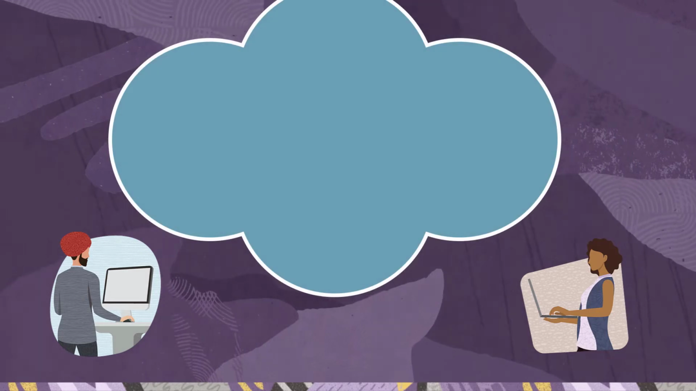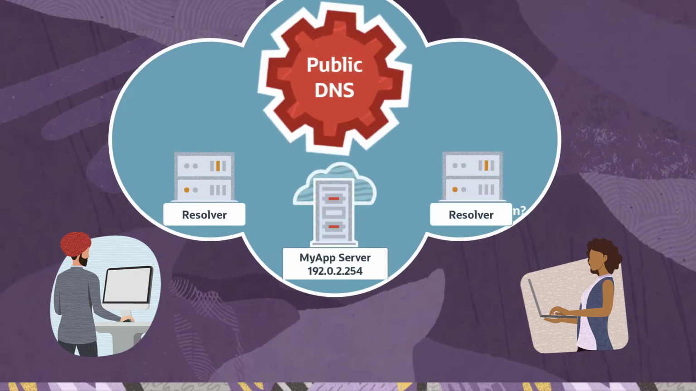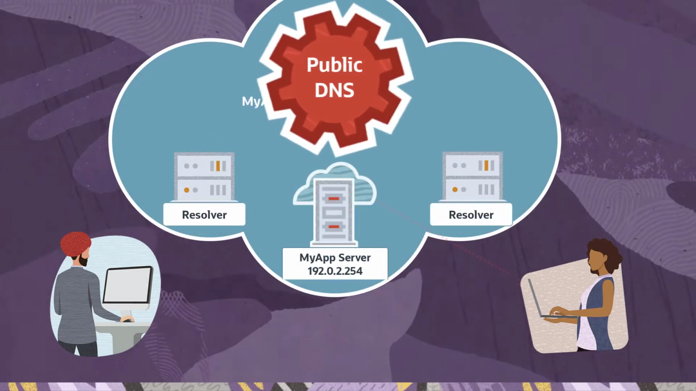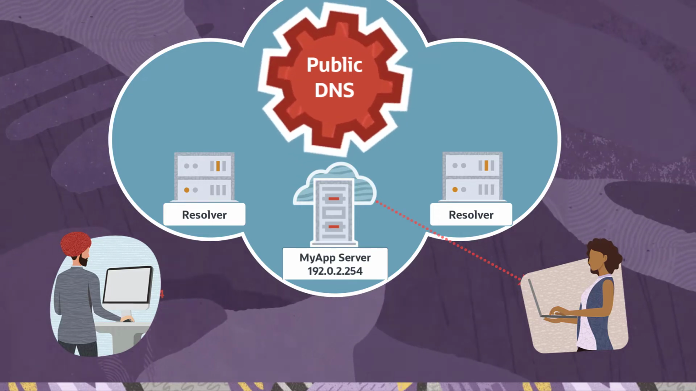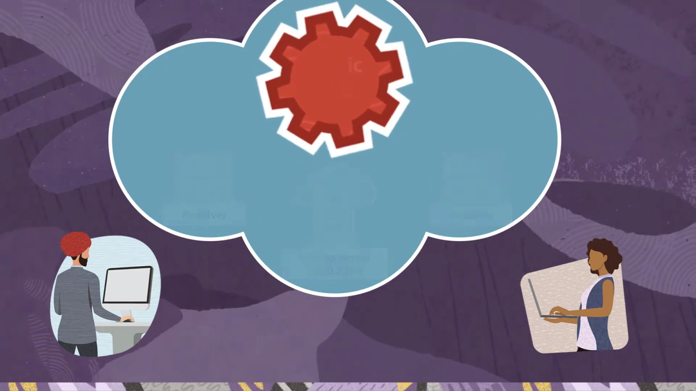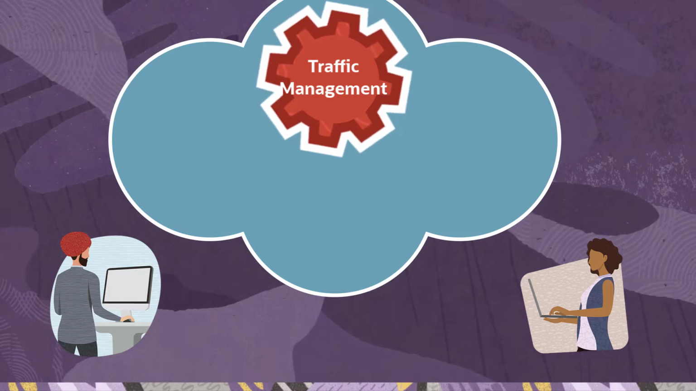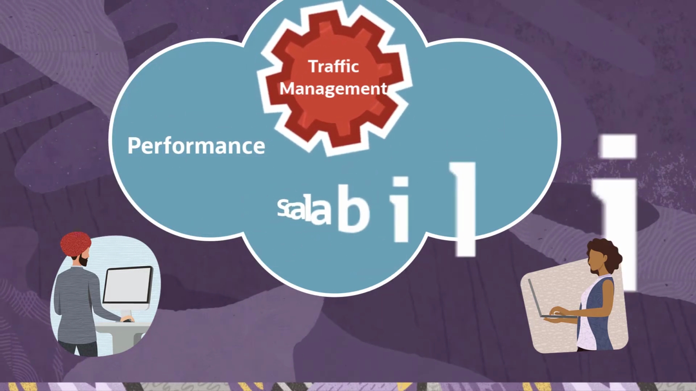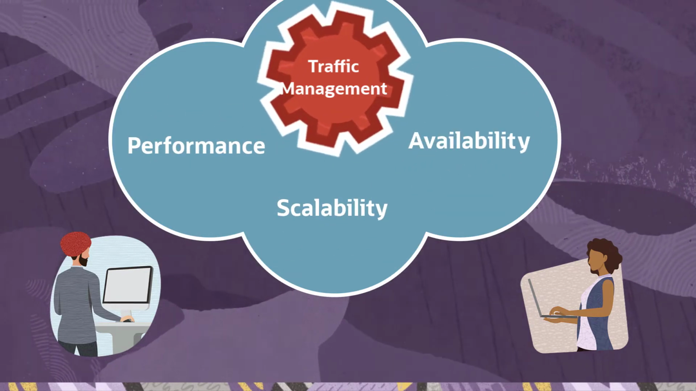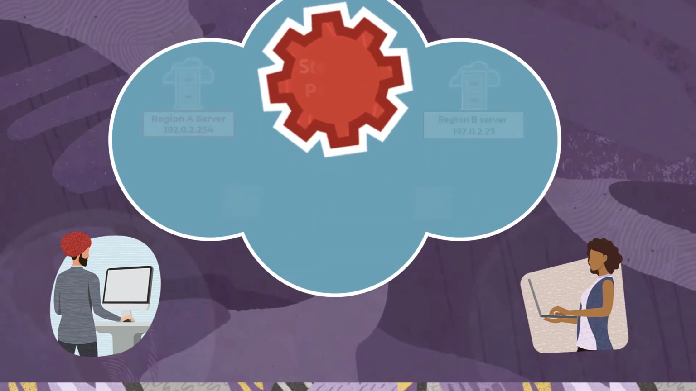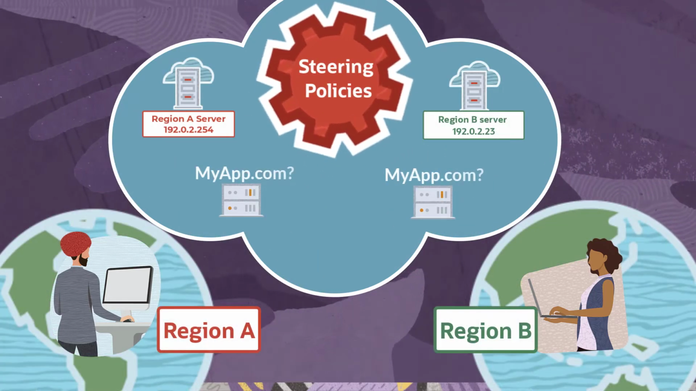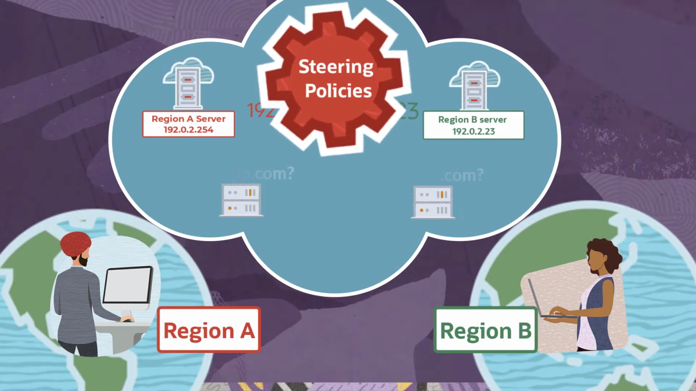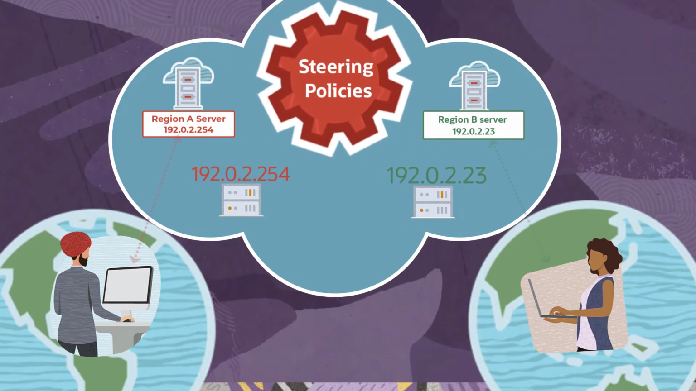Set up DNS to meet your business goals. For example, you can set up public DNS zones to make your applications available on the internet. DNS Traffic Management helps you ensure performance, scalability, and availability. Use steering policies to serve intelligent responses to queries and distribute traffic according to logic that you define.